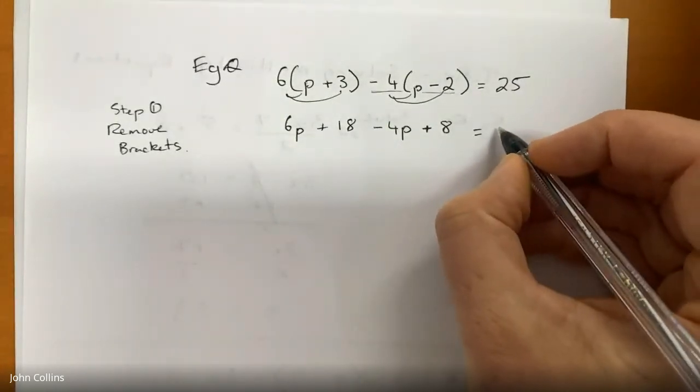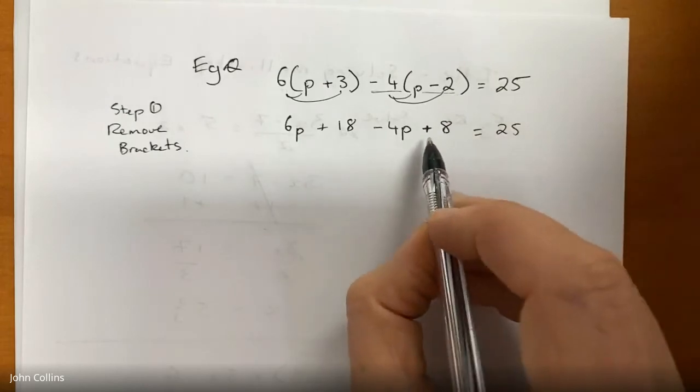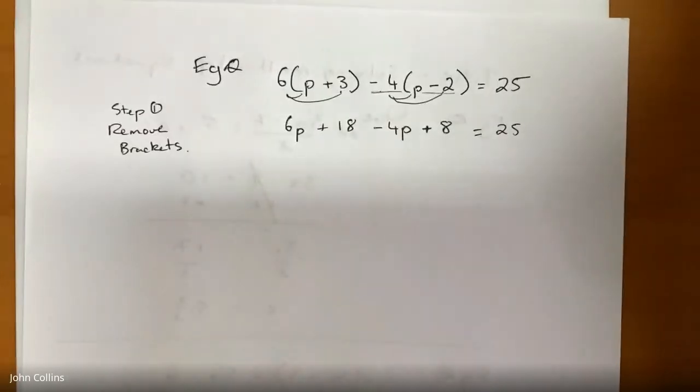Minus 4 times minus 2 gives plus 8. And that still equals 25. So that's a plus 8. Remember, minus by minus gives plus.